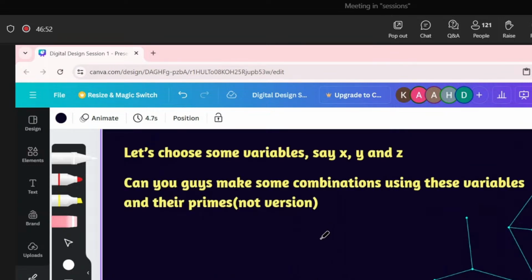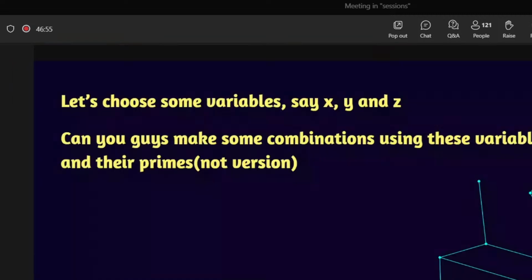Okay. Now, as I said earlier, we will be using these operations and we'll be constructing our own equations. So let's choose some variables, say X, Y, and Z. Now, can you guys make some combinations using these variables and their primes? I will give you 3 variables, but I'll give you 6 options: X, Y, Z, X', Y', Z'. So can you multiply, add, do whatever you want. Pick two, other two, add them to that, do something, and can you send me the equations in the Q&A section?